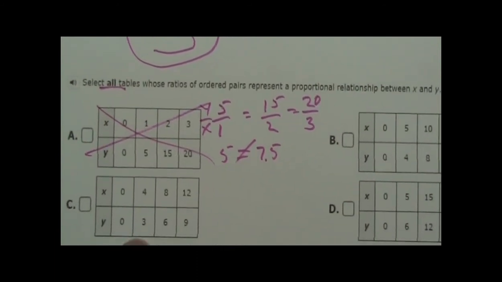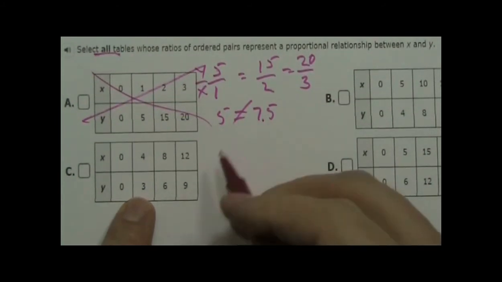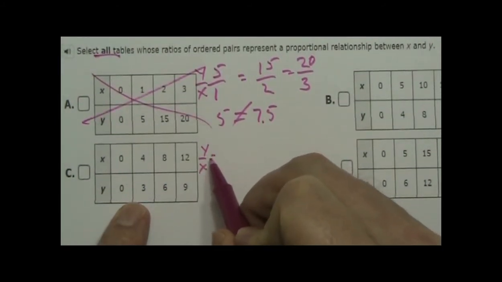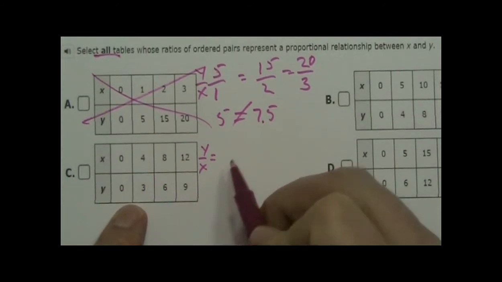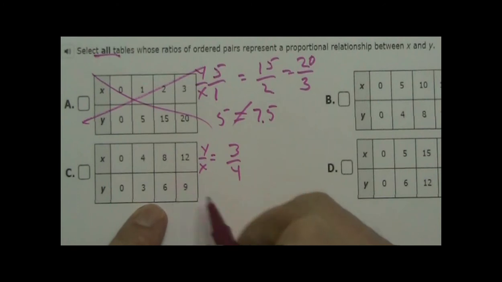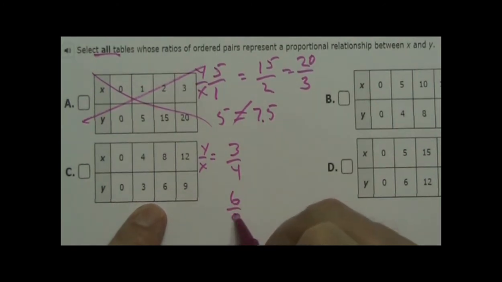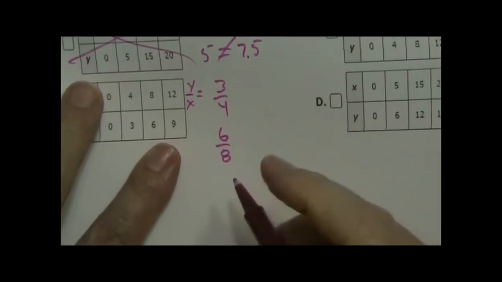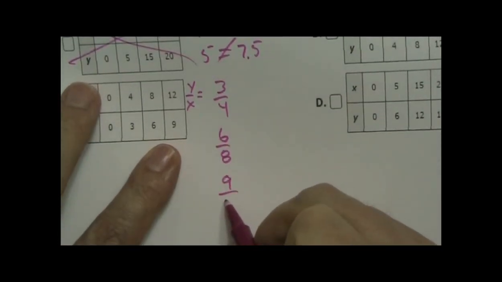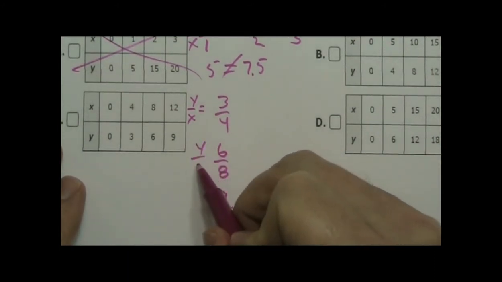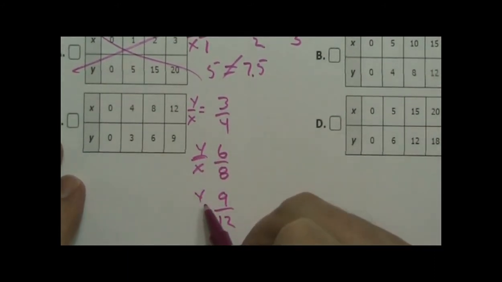Okay, what about this one here? Okay, y over x. I'm going to use y over x. Are they all the same? Is 3 over 4 the same as 6 over 8? Is that the same as 9 over 12? That's the question. Are they all the same? We're using the y over the x.